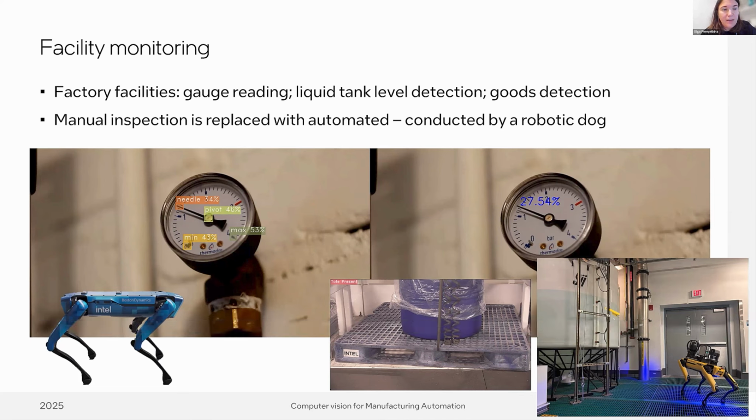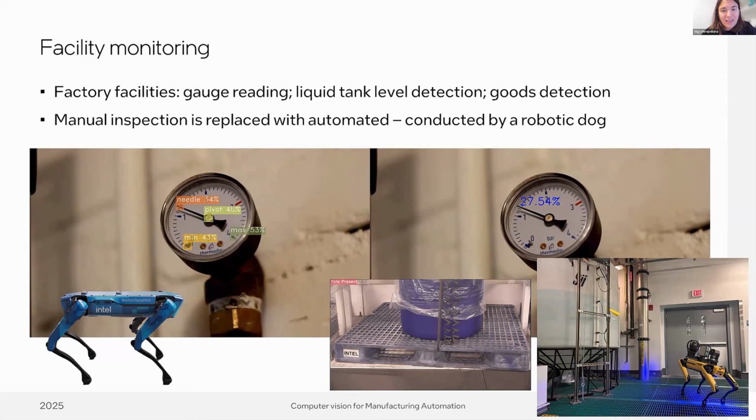day. The team decided, okay, let's automate it, develop a few computer vision models, and deploy them inside the robotic dog, the Boston Dynamics robotic dog. And now the dog is running instead of humans across Intel factory facilities and doing the same job.